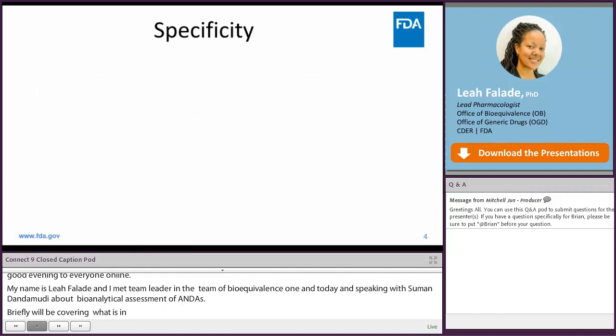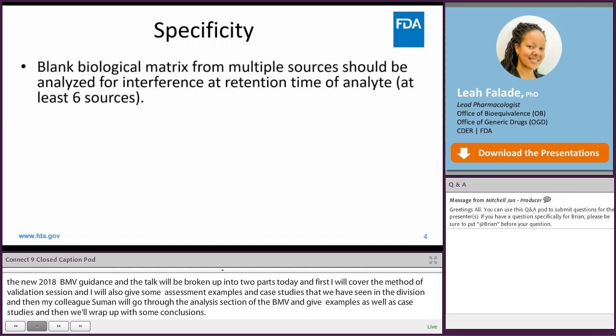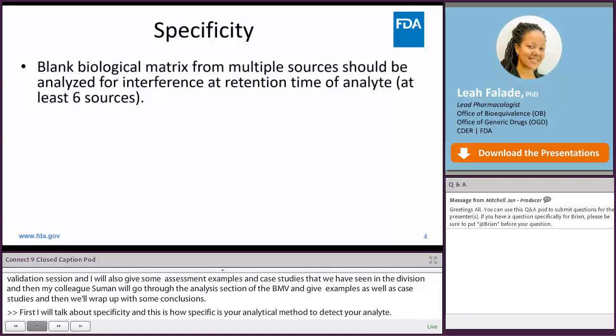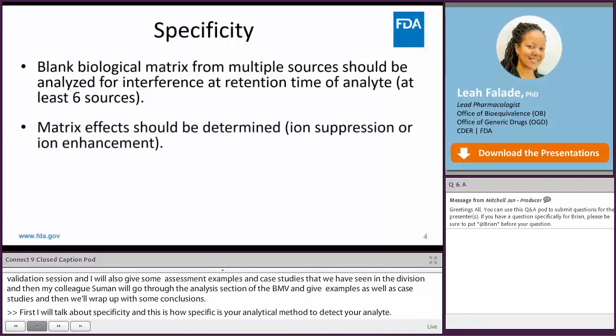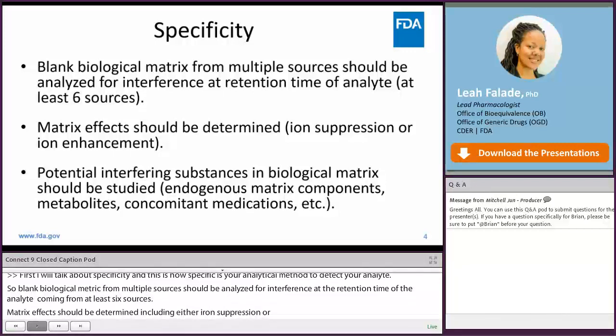So first I'll talk about specificity. And this is how specific is your analytical method to detect your analyte. So blank biological matrix from multiple sources should be analyzed for interference at the retention time of the analyte, and this should come from at least 6 sources. Matrix effects should be determined, and this includes either ion suppression or ion enhancement. Potential interfering substances in the biological matrix should be studied, and this includes endogenous matrix components, metabolites, and comeds.